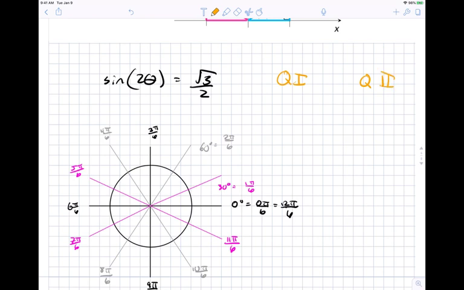So sine of what angle, let's focus on quadrant 1. Sine of what angle gives us square root of 3 over 2 from the unit circle? 60 degrees, right? Do you see 60 degrees on this circle that we have? Oh, yeah, I see it. Right? Okay. So that's really pi over 3, right?